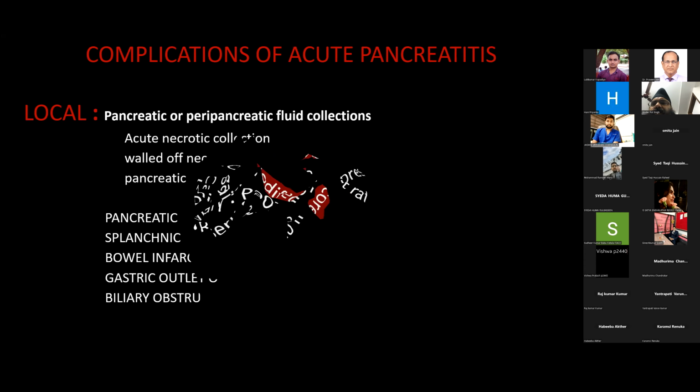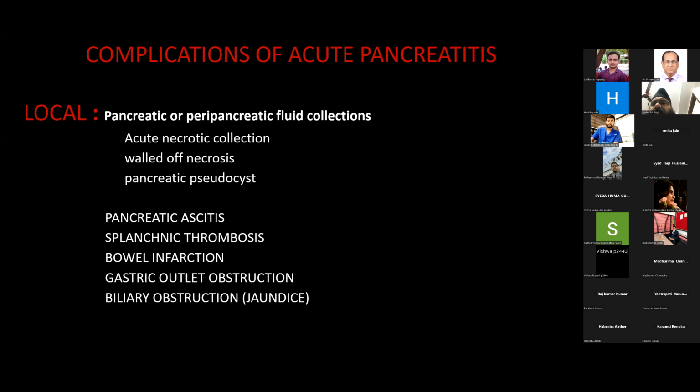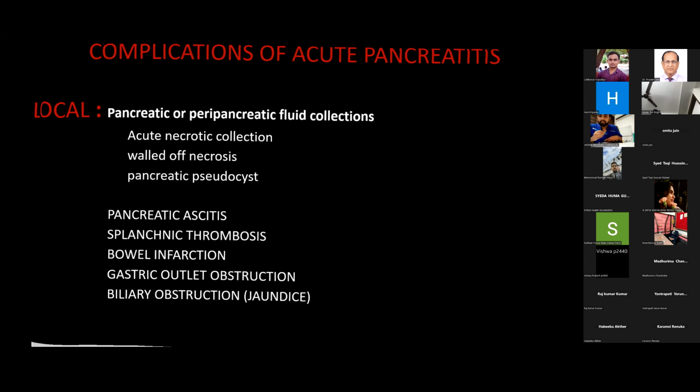So these are the scoring systems. Based on Ranson scoring, revised Atlanta scoring, BISAP scoring, or modified Marshall scoring, we need to assess the severity of the pancreatitis. Now coming to complications, as we already discussed before, like pancreatic or peripancreatic fluid collections, like acute fluid collection or pseudocyst, which come under interstitial edematous pancreatitis, or acute necrotic collection or walled off necrosis, which come under acute necrotizing pancreatitis. So these are the local complications.